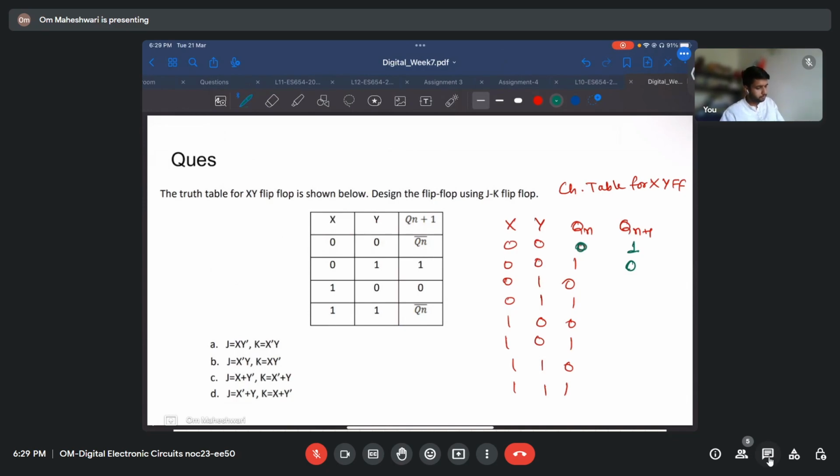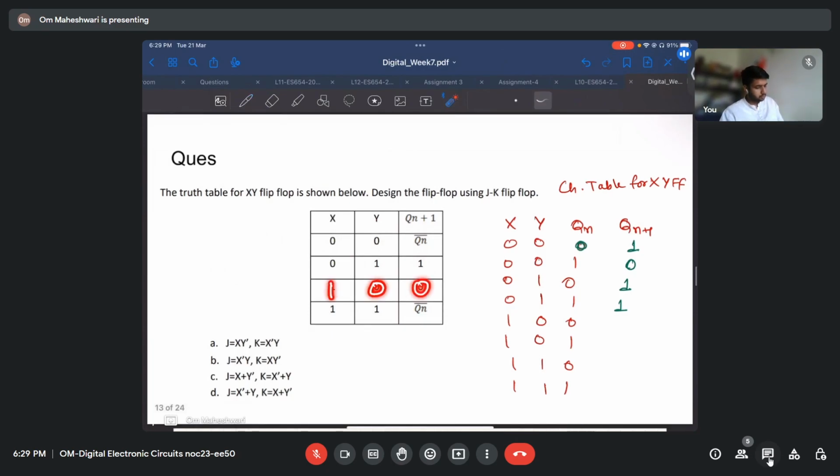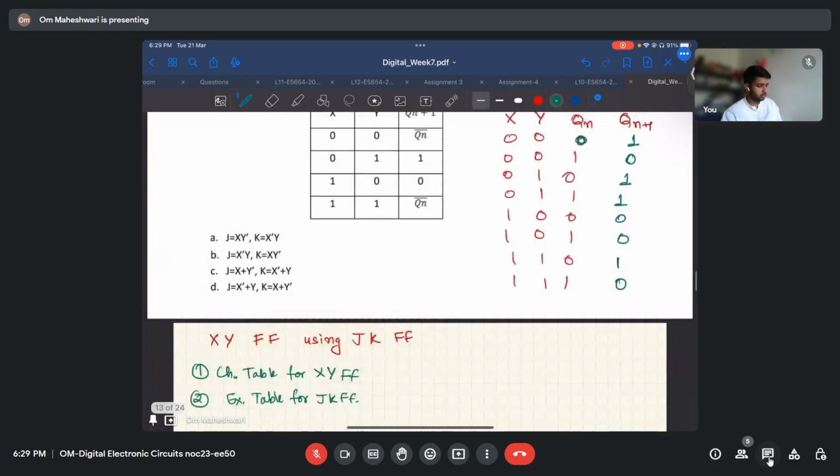For 0 1, we have 1, irrespective of the previous input. For 1 0, we have 0. For 1 1, we have again Qn bar. So if it is 0, it will be 1. If it is 1, it will be 0. Okay. So let us make it here also.